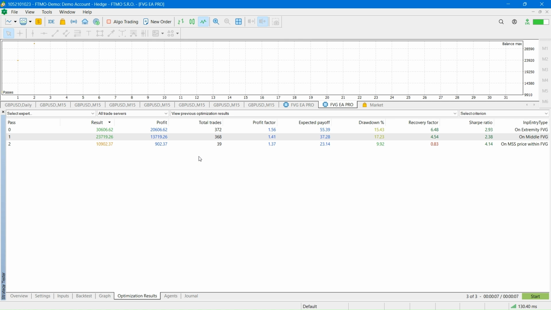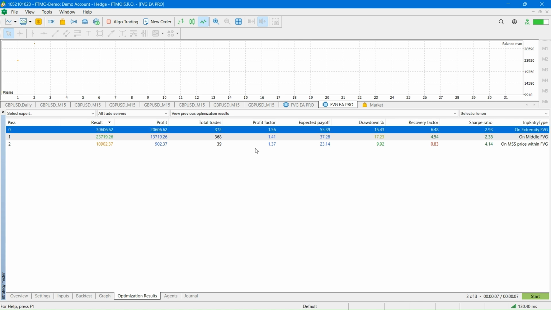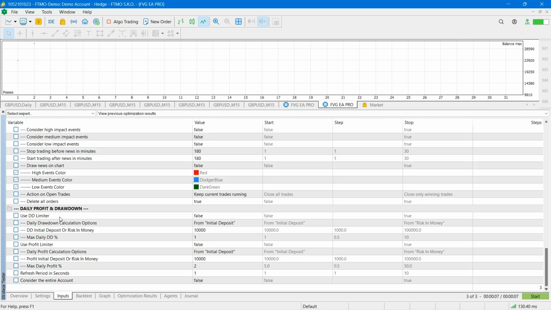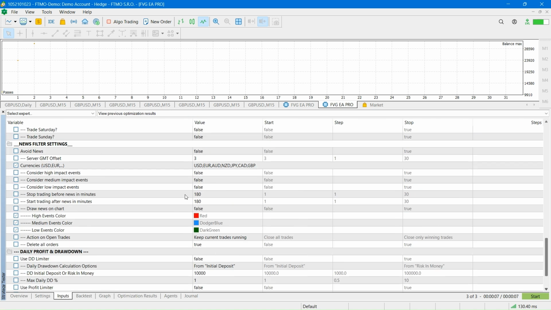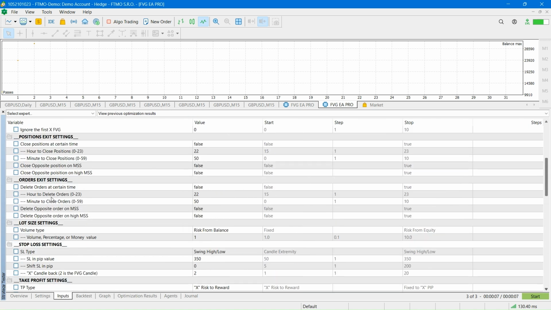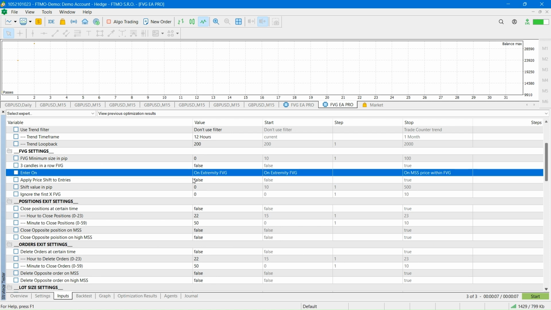It's quite fast, and as you can see here, basically the strategy that I'm trading, which is on extremity, is basically the best. Higher profit factor, lower drawdown, and so on. So I'm not gonna change anything. I'm gonna keep the settings for the fair value gap to trade on the extremity.